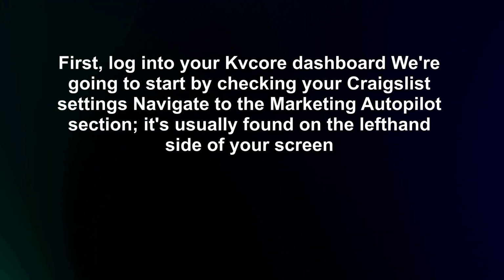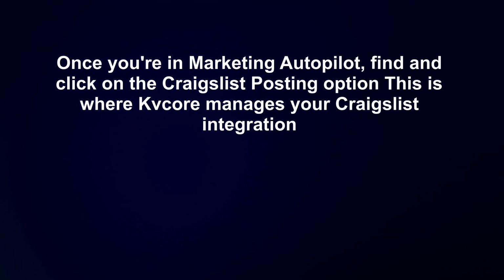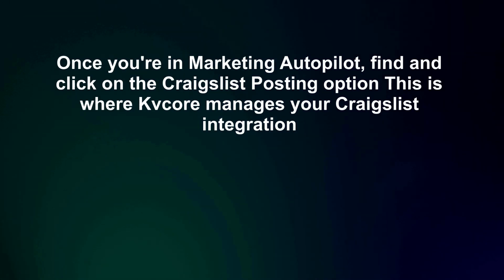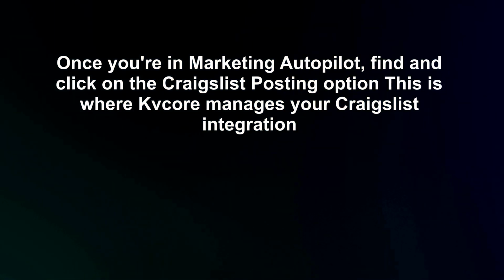Navigate to the Marketing Autopilot section. It's usually found on the left-hand side of your screen. Once you're in Marketing Autopilot, find and click on the Craigslist posting option. This is where Kvcore manages your Craigslist integration.